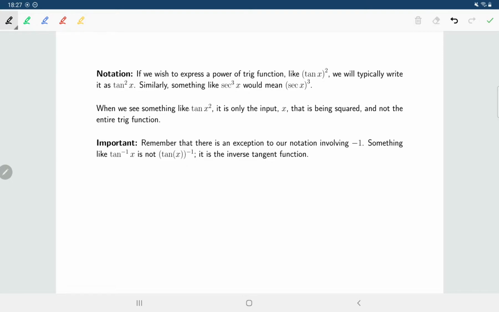However, if you see something like this, tangent x squared, then in that case it's only the x that's being squared, only the input. And the other reminder, of course, is that the one exception to this notation about something being a power would be the inverse function. So reminder that when you see something like tan with a -1, that's not tangent to the power of -1, it's the inverse of the tangent function.